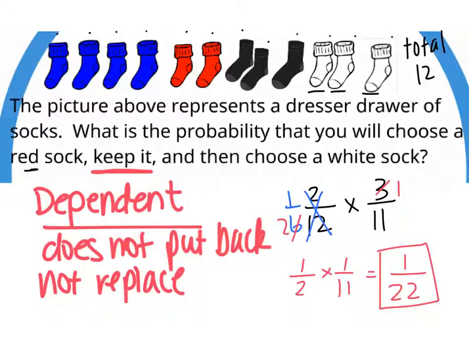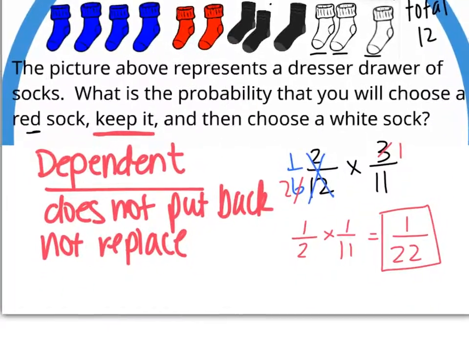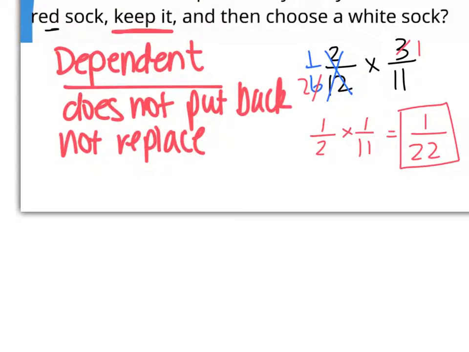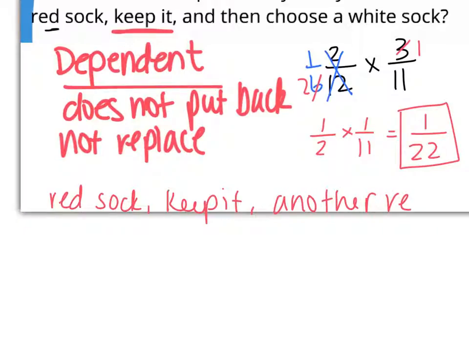Now, one thing that I do want to show you is I'm actually going to change this up just a tiny bit, because with dependent probability, we're going to use the same example, but I want to change it. I want to know the probability of getting a red sock, keeping it, and then another red sock. So here's where you have to be very, very careful. Remember, dependent probability means you don't replace it.